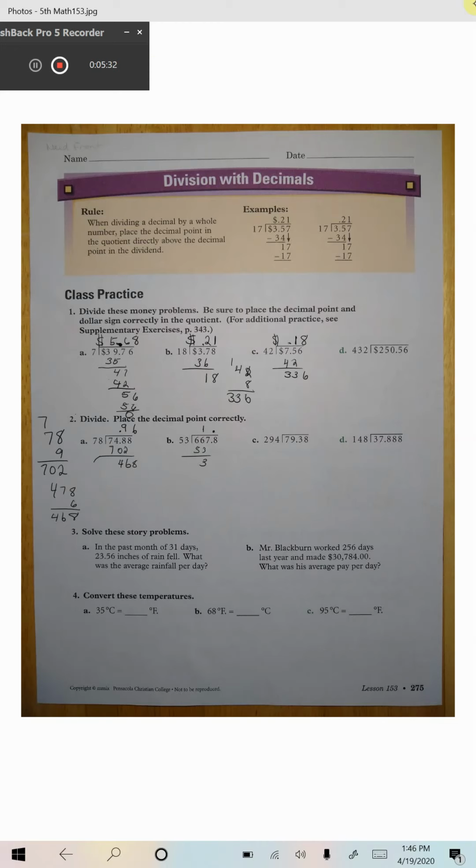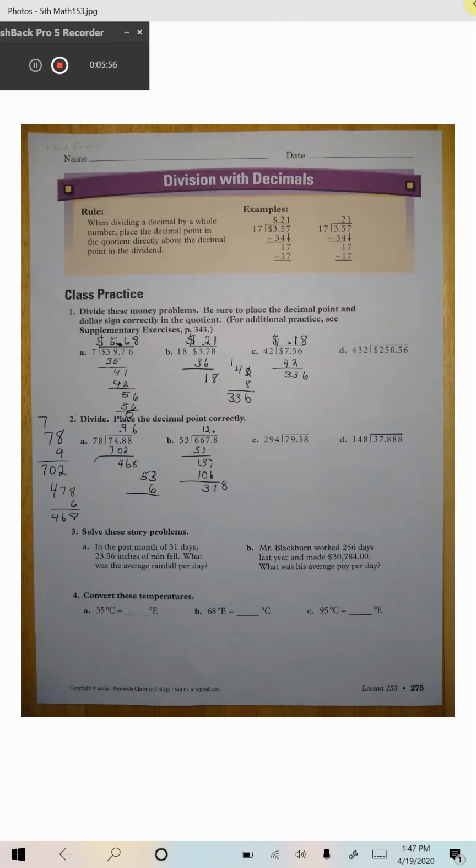Everything else, as you can see, is just normal. That's a 7. 53 into 137, I think only twice will work because that'll be 106. And now we have 318. 50 goes into 300, what? 6 times?